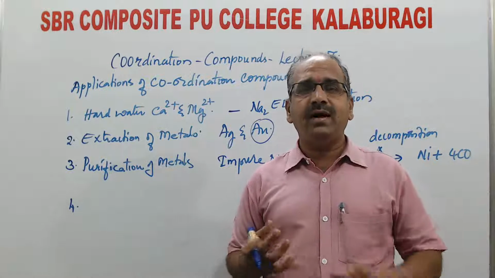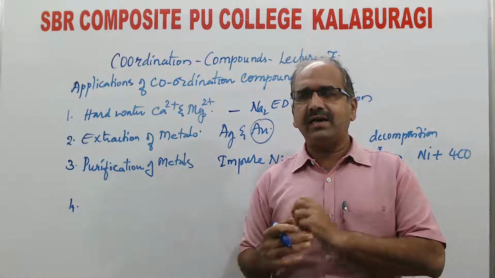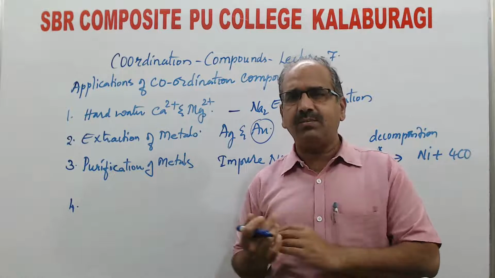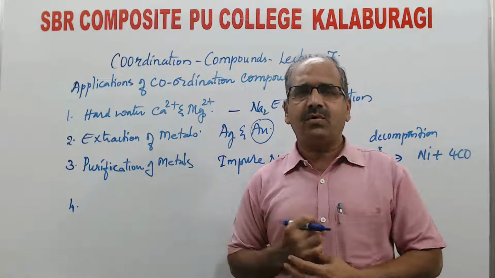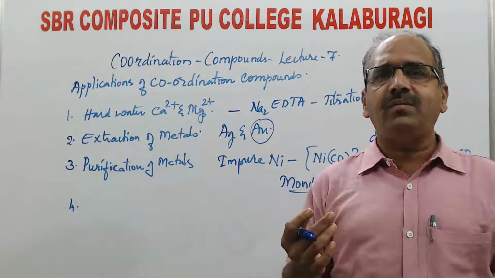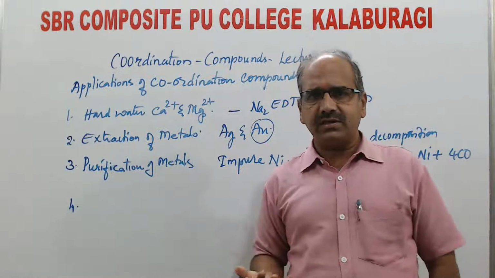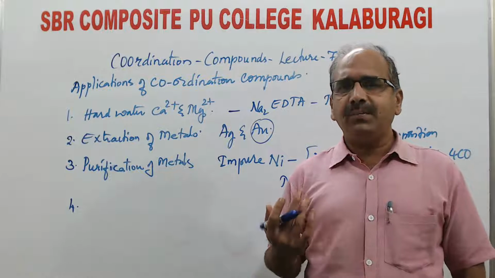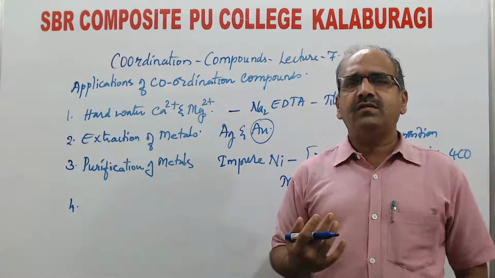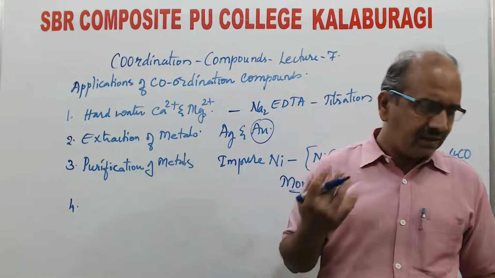Those can be removed by complexing. Iron in the colloidal form should be present, it may be required for our body, but if it is present in some other form, it may be dangerous, it may be poisonous, so that should be removed. That is removed by the complexing method.